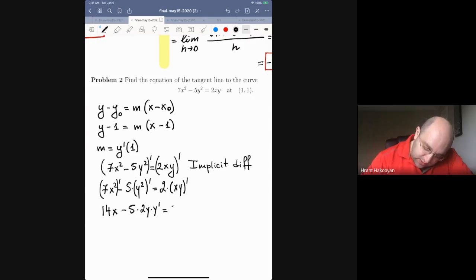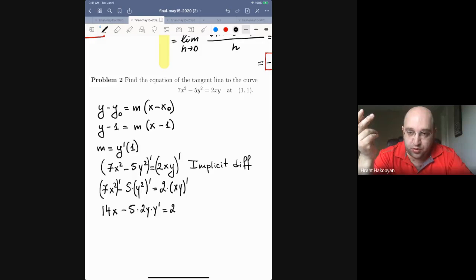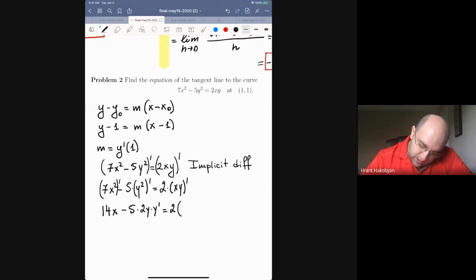And then on the other side, we have this x times y. Now y is a function of x, so when we differentiate the product of x and y, we have to use the product rule. So it's going to be x prime times y plus x times y prime.